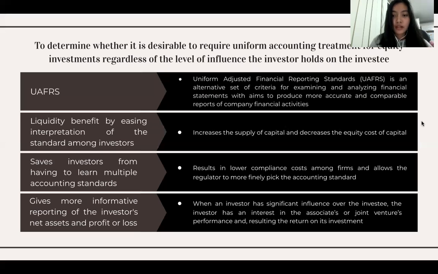For example, if an investor has significant influence over the investee, the investor has an interest in the associate or joint venture's performance, and as a result, the return on its investment. The investor accounts for this interest by extending the scope of its financial statements to include its share of the profit or loss of such an investee.